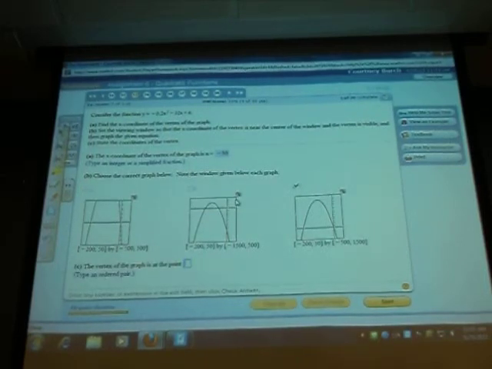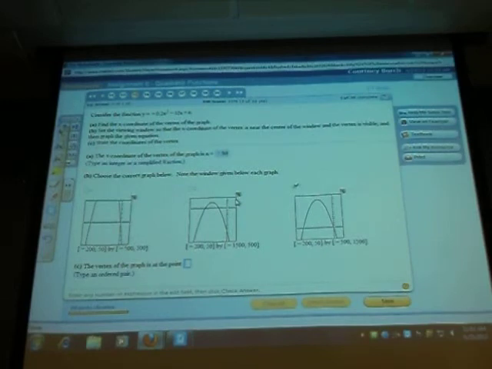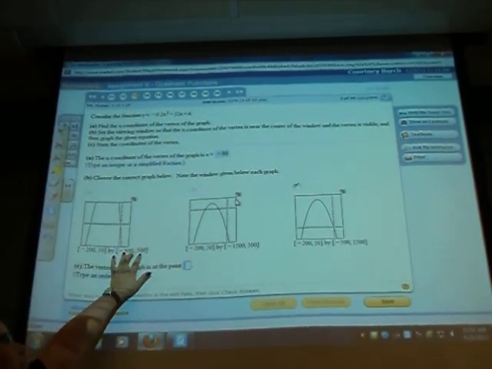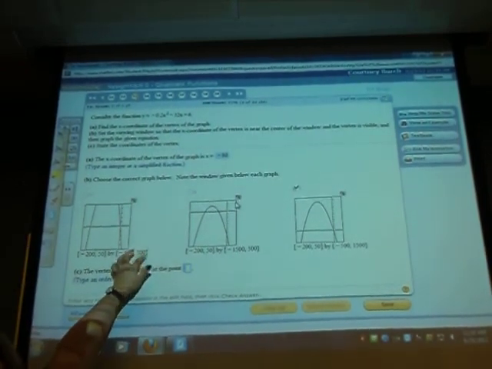Question. Yes. The first set of screen view coordinates, negative 250 by 50, is that the x? That's the x window, yes. When they say negative 250, that's the x window, min and max. The second set is the y window, min and max.